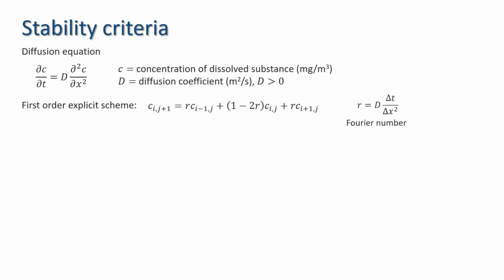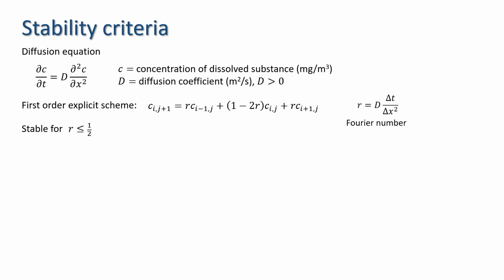Performing this type of analysis thus provides us with stability criteria that we can use to help us choose our numerical parameters when running a model. Let's have a look at the stability criteria for a couple of other finite difference schemes. The first order explicit scheme for the one-dimensional diffusion equation is given by this update equation. This scheme is stable for a Fourier number less than or equal to a half.